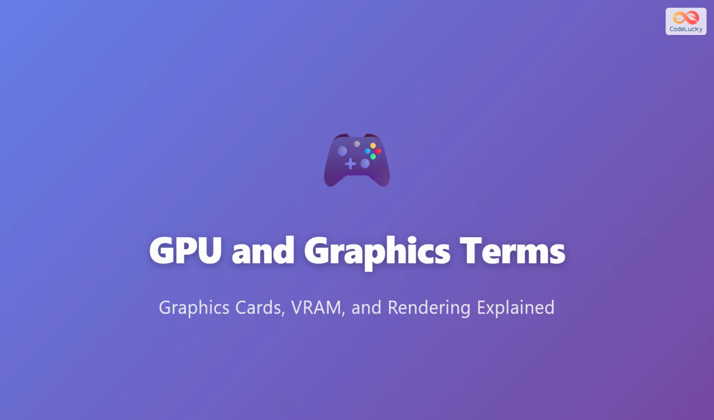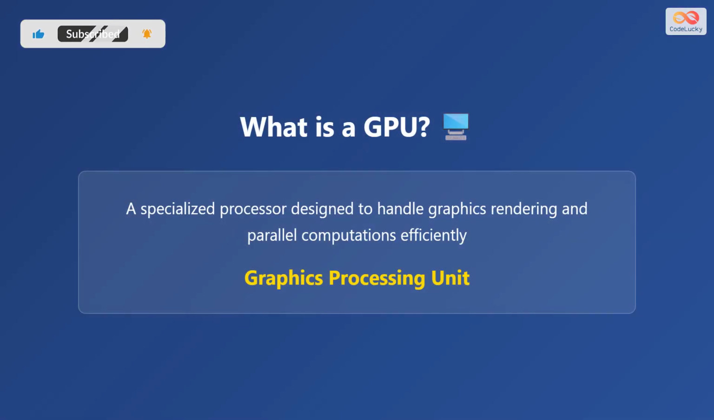Today we'll explore graphics cards, VRAM, and rendering concepts that power the visual experiences on your computer. GPU stands for Graphics Processing Unit. It is a specialized processor designed to handle graphics rendering and parallel computations efficiently. Unlike a regular processor, a GPU focuses specifically on creating and displaying images, videos, and animations on your screen.